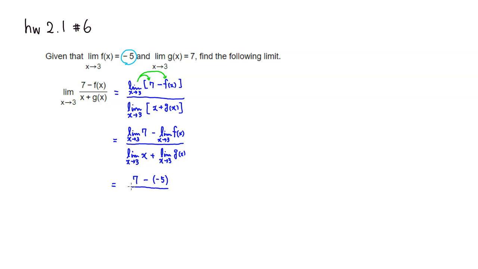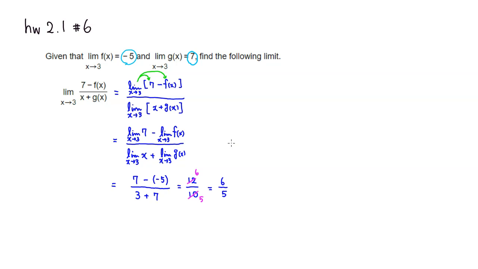This is kind of a silly question: where does x go when x goes to 3? It's going to 3. And plus the limit of g of x, which is given up here to be 7, so put that in there. Then it's basically 7 plus 5, that's 12, and 3 plus 7 is 10. Since they're both even numbers, divide the top by 2, so that's 6, and divide the bottom by 2, you get 5. So the fraction in lowest terms would be 6 over 5.